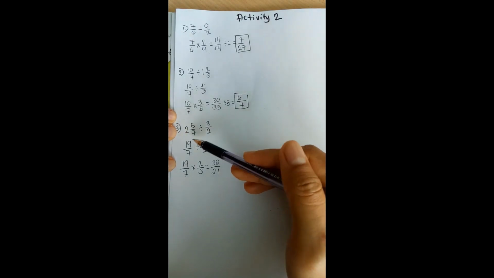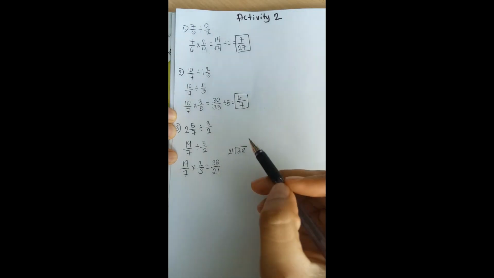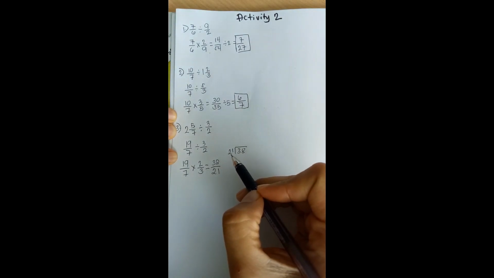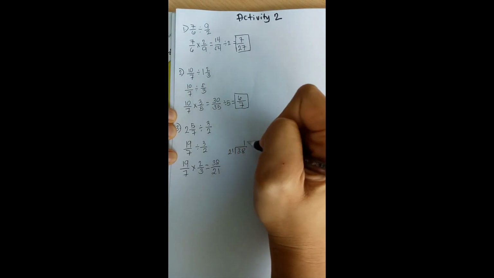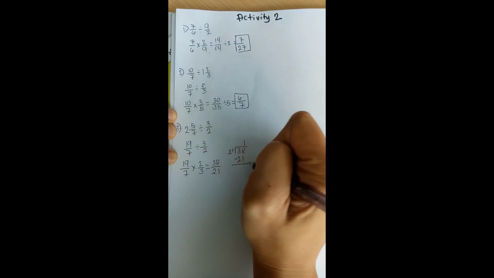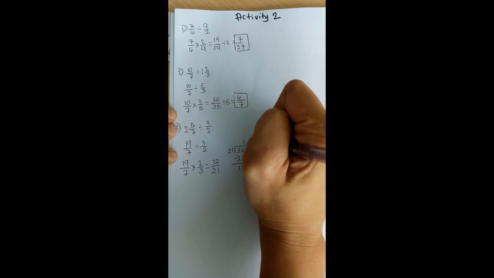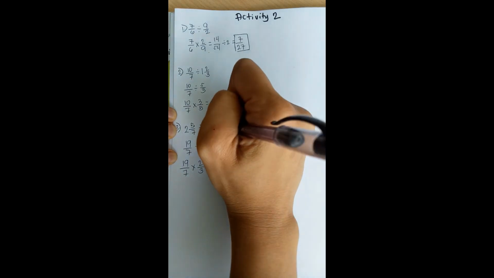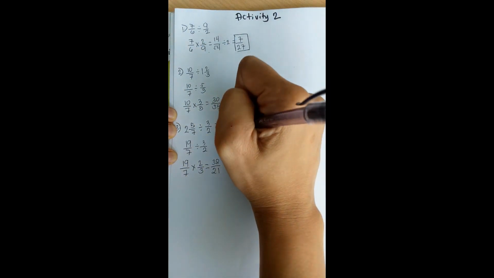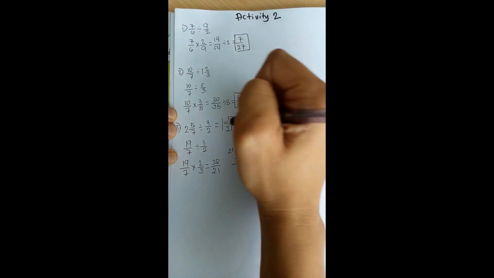Now since we are dealing with mixed fractions here, we can convert this to a mixed fraction since this is an improper fraction. So 38 divided by 21, you get 1. 1 times 21, there's 21. Take away, answer is 17. So 17 will be our remainder. So the mixed fraction equivalent or answer is 1 and 17 over 21.